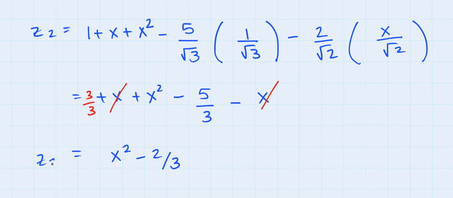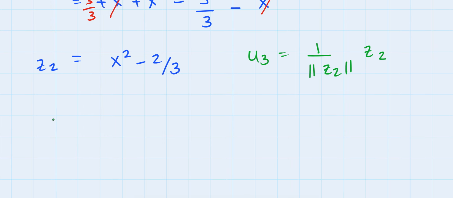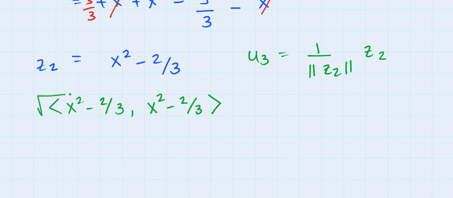And now that is Z2, and to figure out what U3 is, remember we divide by the length of Z2. So that's what I'm going to do. I need to find the length, so I need to take the inner product of x squared minus 2/3 with itself. Okay, and then we need to take the square root, and that will give us the length. So let's write that. The square root is the length of Z2.